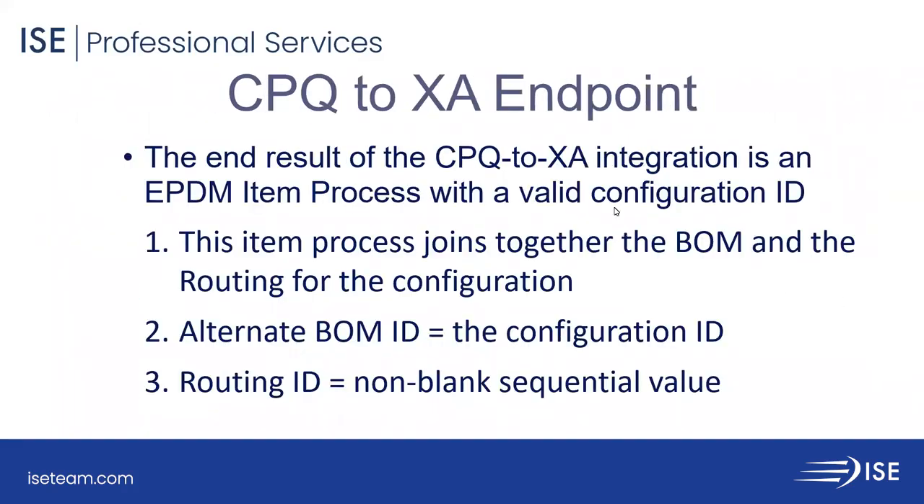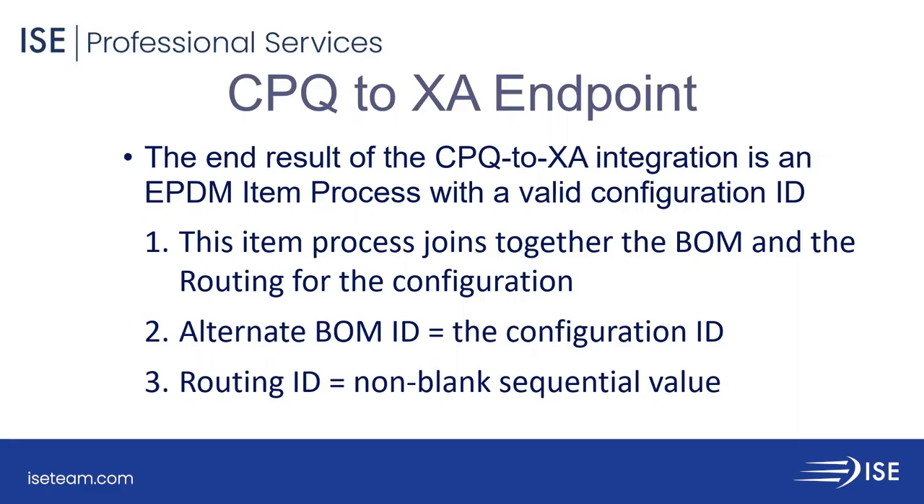So what's the endpoint of the CPQ to XA vanilla out-of-the-box integration? The end result of the CPQ to XA integration is an EPDM item process. Okay, so you have the item process records. There's actually a family of them, just like the item revisions, a family of records.